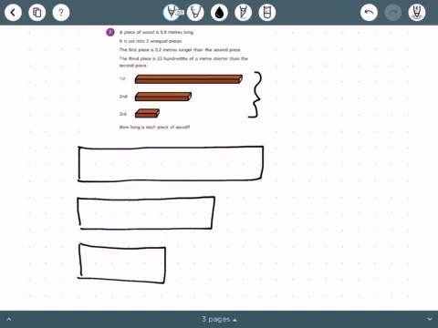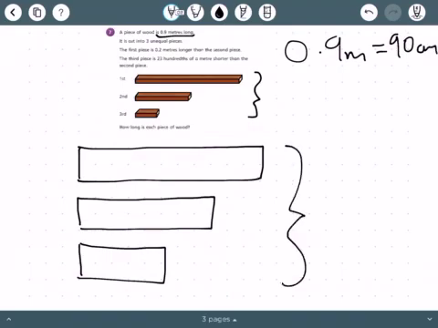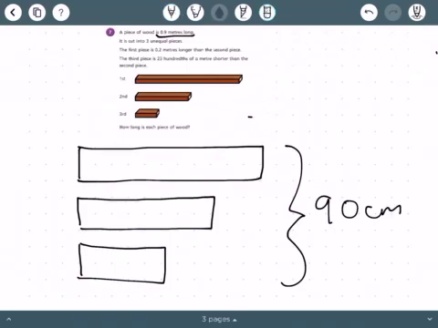Then it gives us some information that we're going to need. So a piece of wood is 0.9 meters long. Okay, so 0.9 meters up the top here. 0.9 meters equals 90 centimeters. So we know in total that this equals 90 centimeters. Okay, just rub that out at the top. So in total there we're working with 90 centimeters.